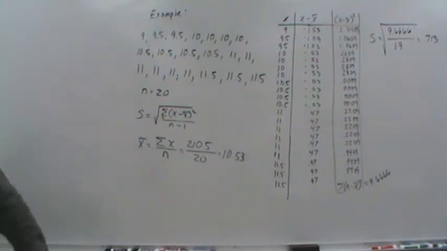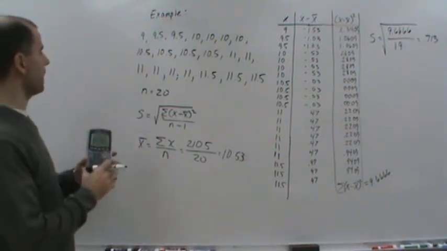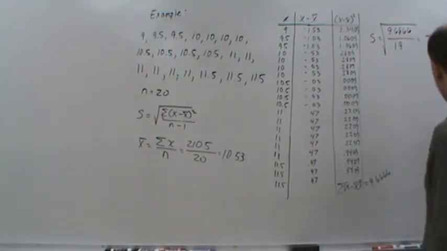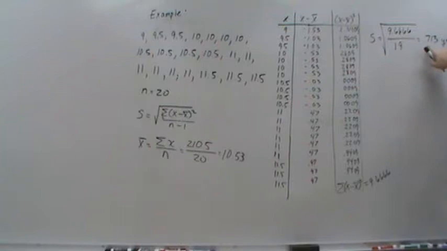Okay, and that's it. So what do we do? Well, this was heights, right? No, ages. So these are in years. So the standard deviation would also be in years. So the standard deviation is about 0.713, or about 7100ths of a year. Okay, so that's how you calculate it.